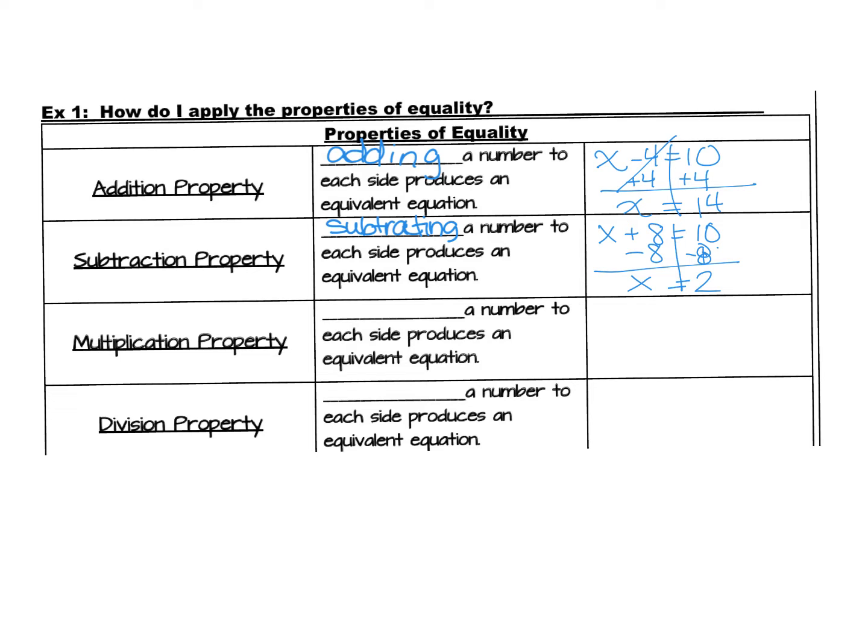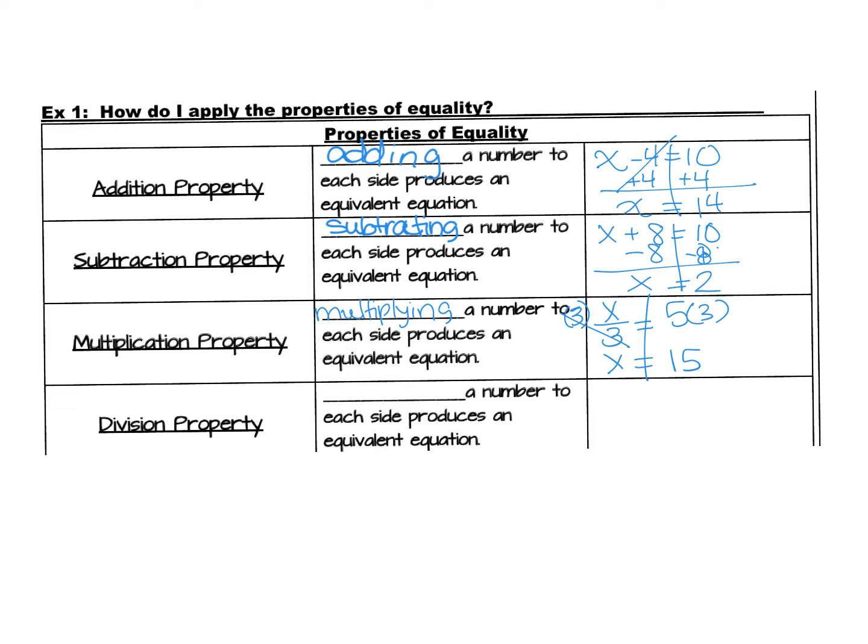All right, our multiplication property, then that one states that multiplying each side by a number is going to produce an equivalent equation. So for example, I could have something like x all over 3 is equal to 5. All right, so the x is being divided by the 3, so to undo the division, I need to multiply then. And as long as I do that on both sides, I'm not changing that value.